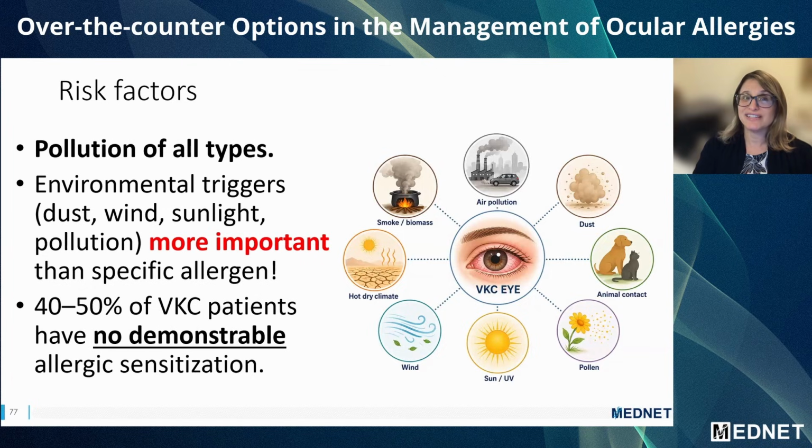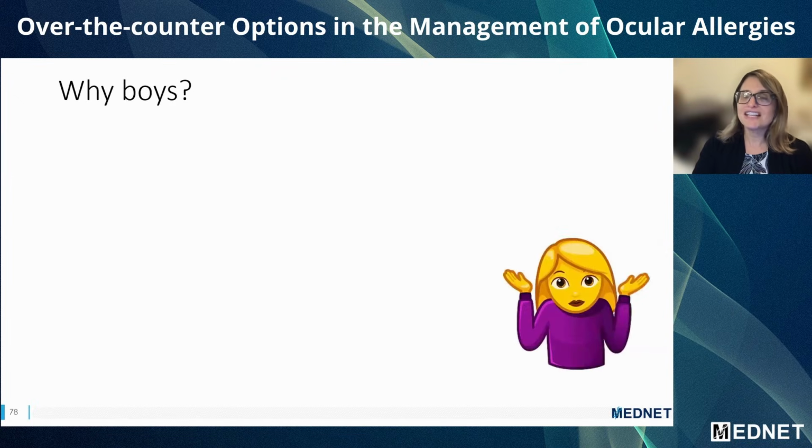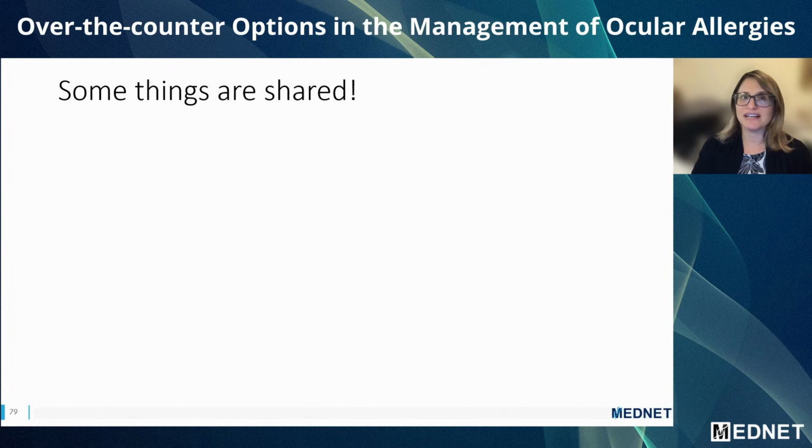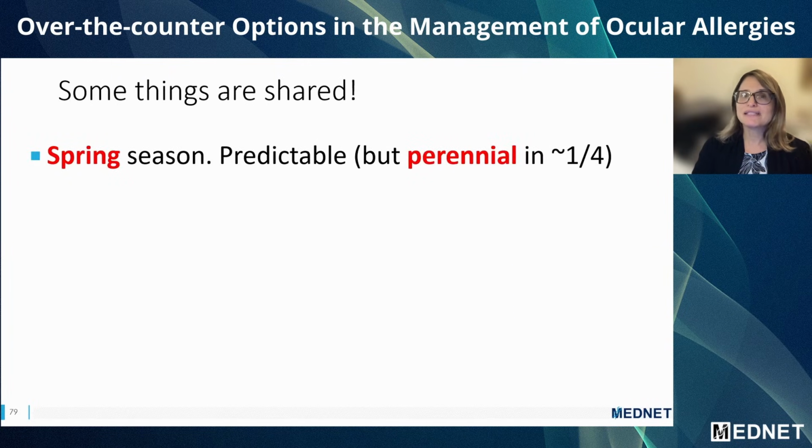So it's more like allergy to everything that their eyes come in contact with. And so there's always a question of why are boys more susceptible to VKC than girls? And oftentimes the concept of are hormonal factors driving it? And maybe that's why this tends to resolve by puberty, because they just kind of sort themselves out, but it's still not fully understood.